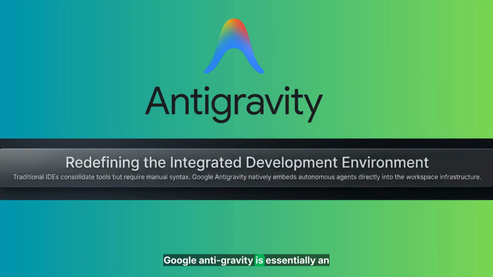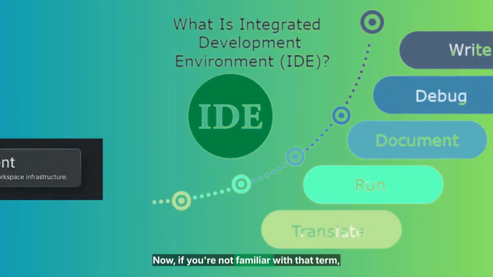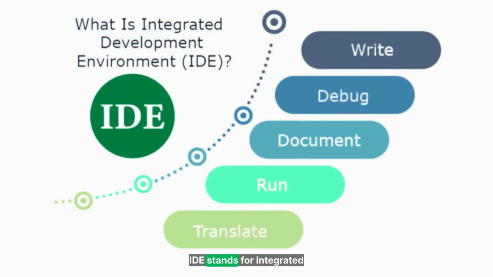Let's start by understanding what Google Antigravity actually is. Google Antigravity is essentially an AI-powered IDE. Now, if you're not familiar with that term, IDE stands for Integrated Development Environment. In simple words, it's a software where developers build apps and websites.